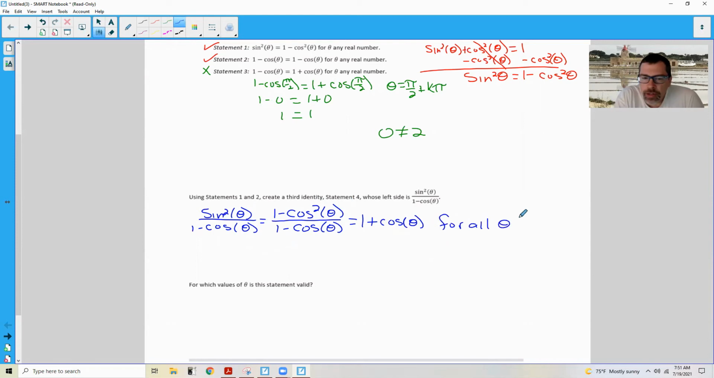Okay, where the functions on both sides are defined, by the way. We do have a restriction on our domain, and that is when the denominator is 0. So 1 minus cosine of theta can't equal 0. So 1 minus 1 is 0. Cosine theta cannot equal 1. And the cosine of theta equals 1 at 0 plus every multiple of 2 pi times some constant.